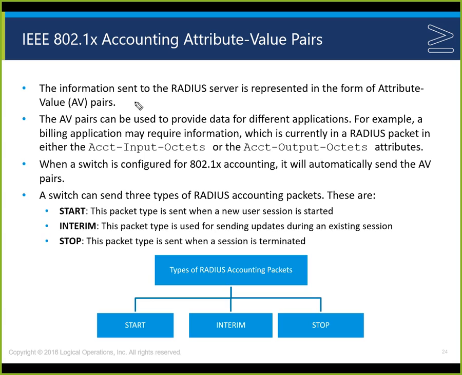The attribute values: the information sent to the RADIUS server is sent in the form of attribute value pairs, such as input octets and output octets. And what we have here is the start packet, the interim packet, which is used for sending updates during the session, and then stop packets. So we have start, interim, and stop packets that we're going to be able to see with that.